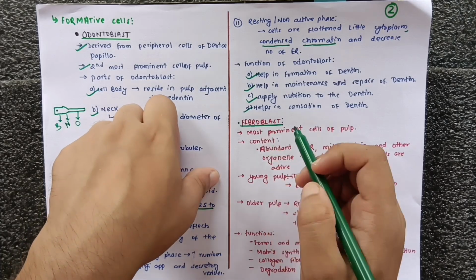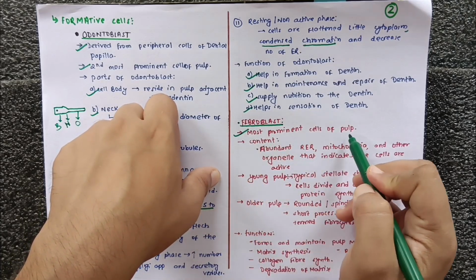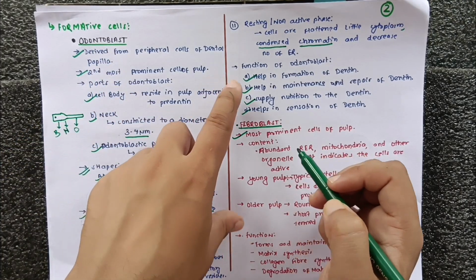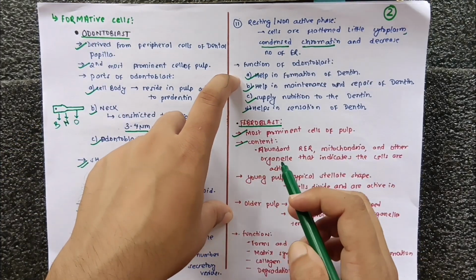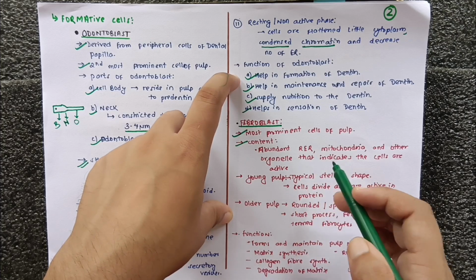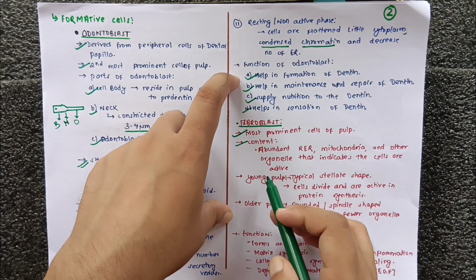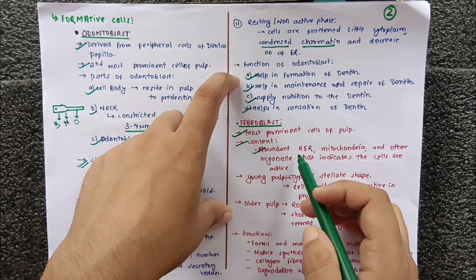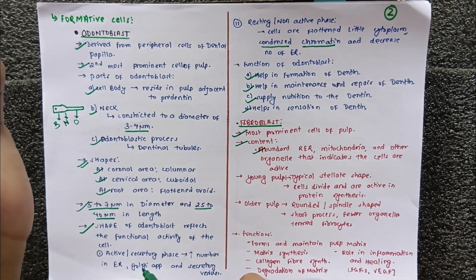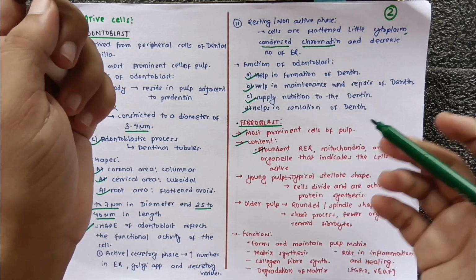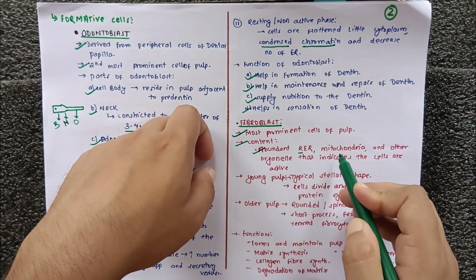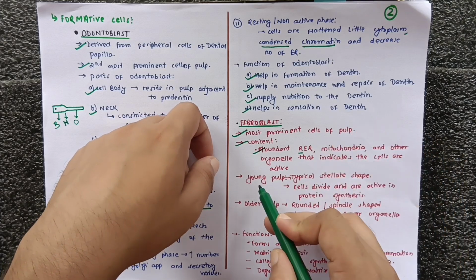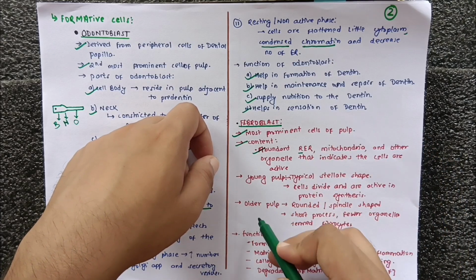The fibroblast is the most prominent cell of the pulp, and the second most prominent cell of the pulp is the odontoblast, as I have mentioned here. The fibroblast contains abundant rough endoplasmic reticulum, mitochondria and other organelles, which indicates the cells are active. It is similar to the active phase of the odontoblast. After that we have the young pulp and the older pulp.